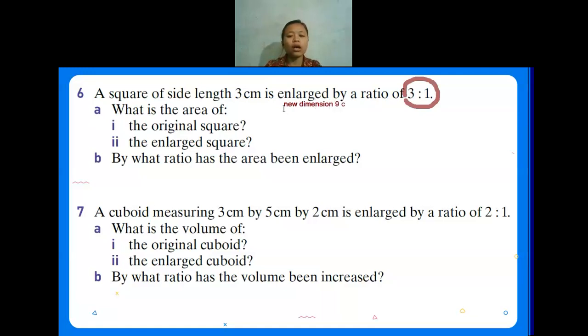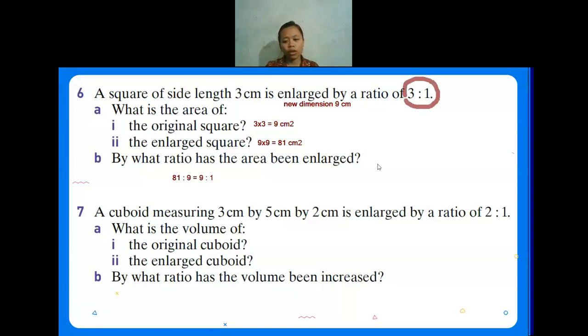Okay, so what is the area of the original square? 3 times 3 is equal to 9 centimeter square. And for the enlarged square, what is the area? 9 times 9, which is equal to 81 centimeter square. And then we have to find the ratio for this enlargement. 81 to 9, we can simplify it to become 9 to 1. Is there anyone who is confused?